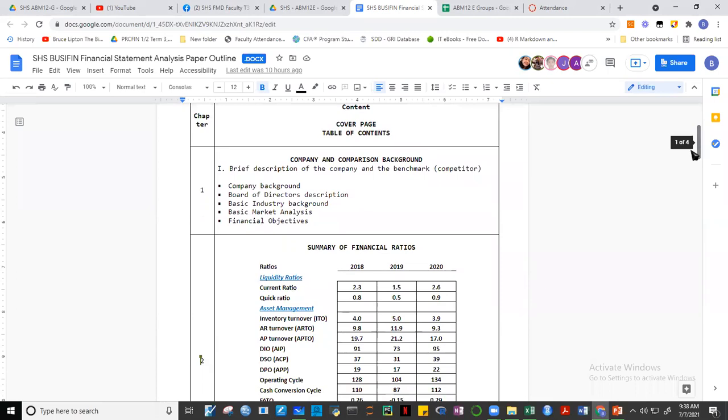So you have, of course, the cover page, and then the table of contents, and then the company and the comparison background. Why is it company and comparison background? When you do financial statements analysis, it has to be taken in the context of a benchmark. So you have to compare the performance of the company with a competitor company.